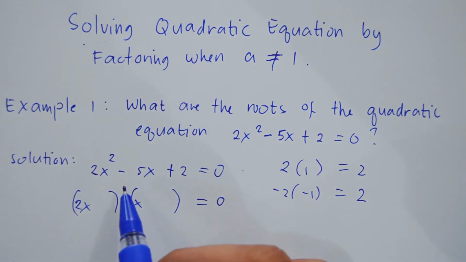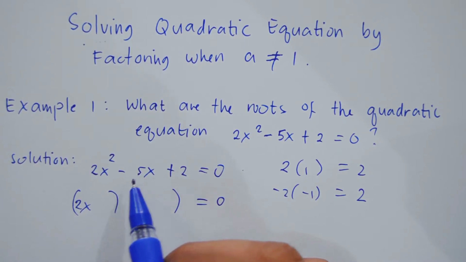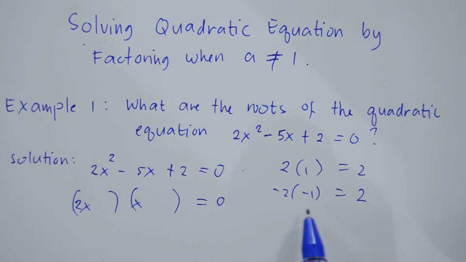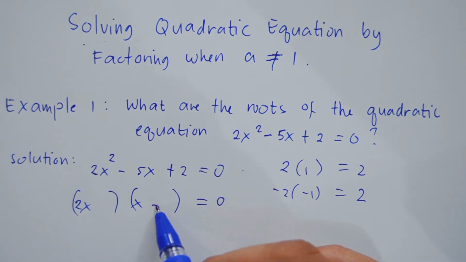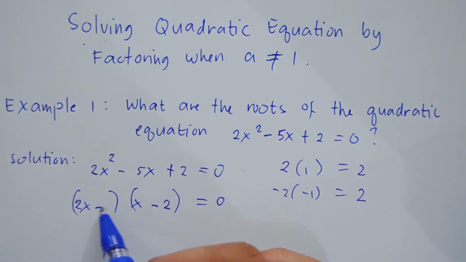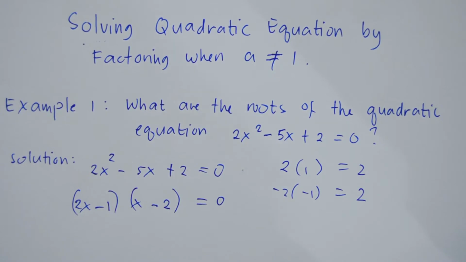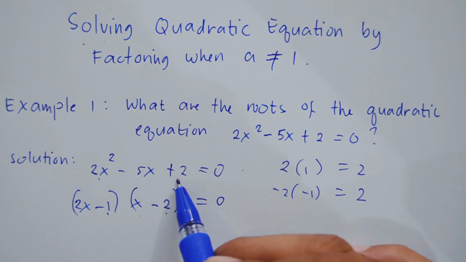Okay, so we have here a hint that the middle term is negative, so I think we use the negative factors. So let us put negative 2 here, and negative 1 here. Okay, so 2x times x is 2x squared, negative 1 times negative 2 is positive 2.